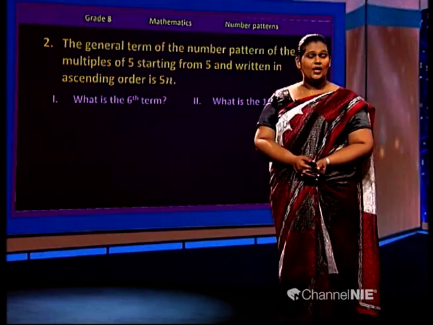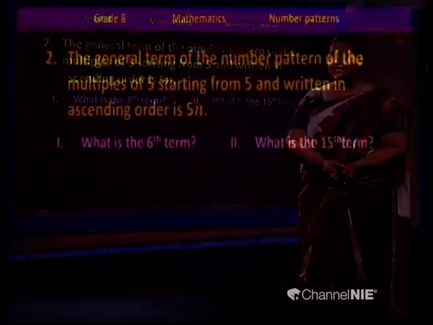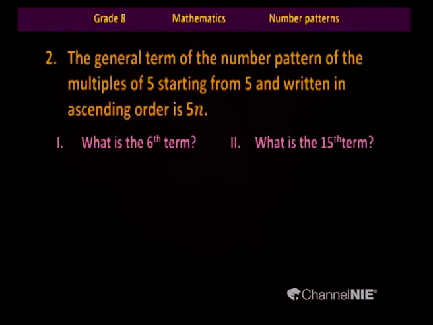Right. So, we will move on to another question quickly. This is my second question. The general term of the number pattern of the multiples of 5 starting from 5 and written in ascending order is 5n. Here they have mentioned the general term as well. So, it is easy now. Part 1, what is the sixth term of this number pattern?